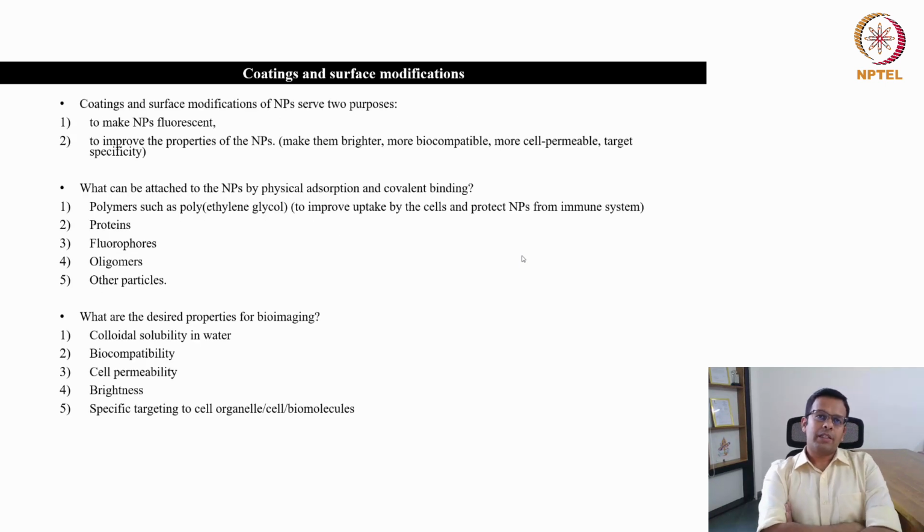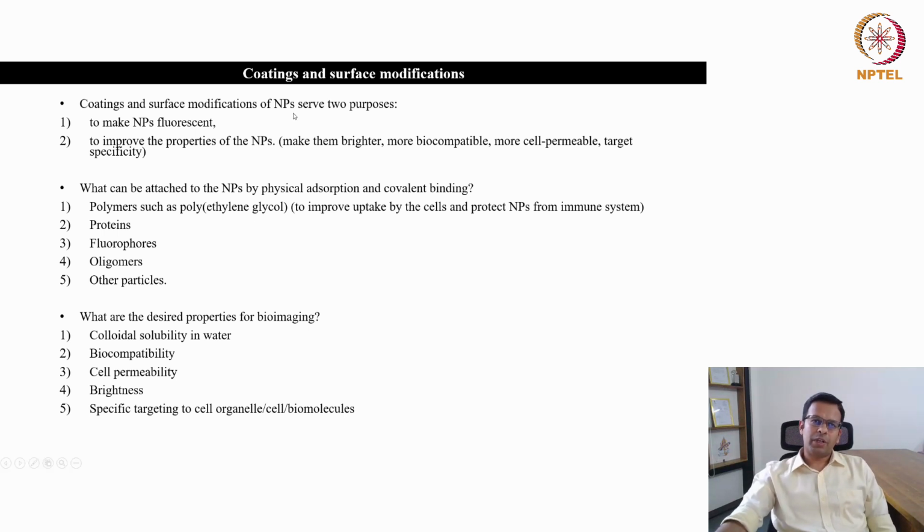Now, the properties of nanoparticles can be modulated by several coatings and surface modifications, as they have a high surface area. So you can provide coatings or surface modifications to change their properties. Coatings and surface modifications of nanoparticles serve two purposes. The first is to make the nanoparticle fluorescent, because most of them are by nature non-fluorescent, but you coat them with some kind of fluorescent dye so that they become fluorescent. And the second is to improve the properties of the nanoparticles.